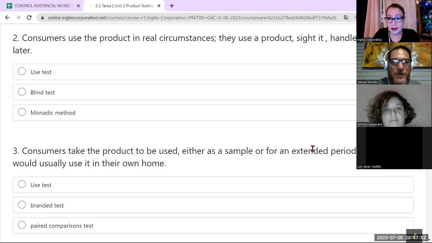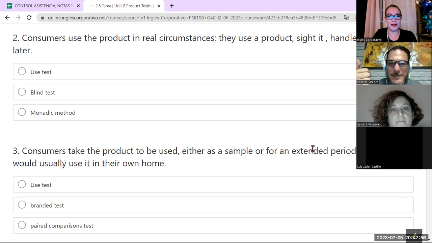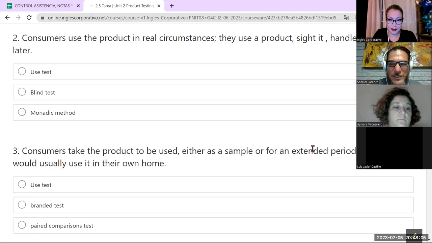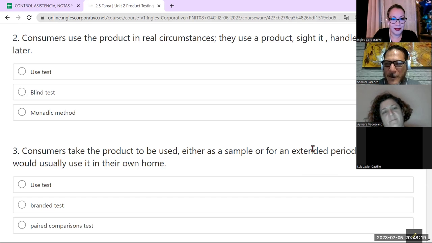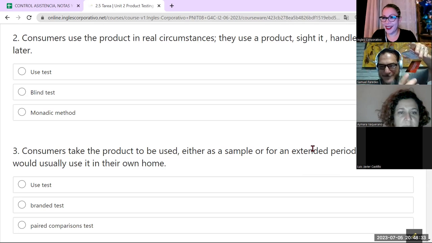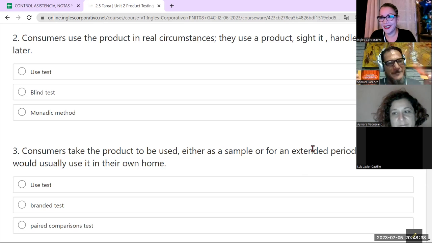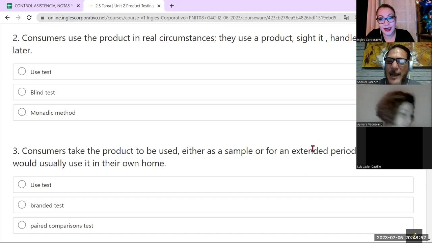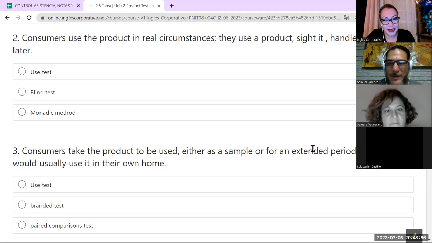Use test. Okay, again, consumers use the product in real circumstances. They are using the product, sign it, handle it, and rate it later. Use test, blind test, monadic method. Which is the correct answer? Monadic method. We say blind test. Who's right? And why? Where are the tickets to motivate you? Consumers use the product in real circumstances. They use the product, sign it, handle it, and rate it later. Use test, blind test, monadic method. Which is the correct answer?